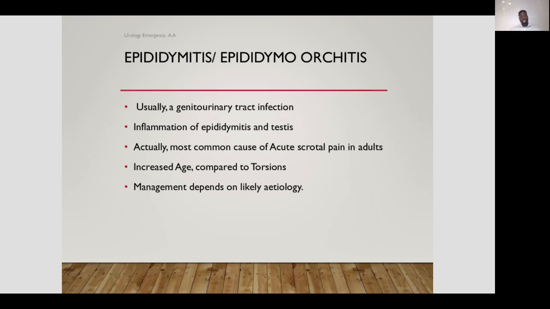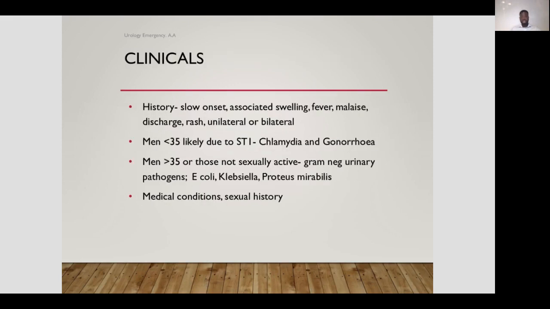And the management itself depends on the likely etiology. Usually we give antibiotics or antimicrobials depending on the cause. And once again, history is a differentiating factor. Really slow onset. You have this niggly pain that's been going on for a couple of days. They feel unwell. They've got some fever, some urethral discharge, and sometimes they've got skin rash because it's associated with an STI. It could be unilateral or bilateral. They could have some swelling. The area feels a bit warm. They feel quite unwell in themselves.